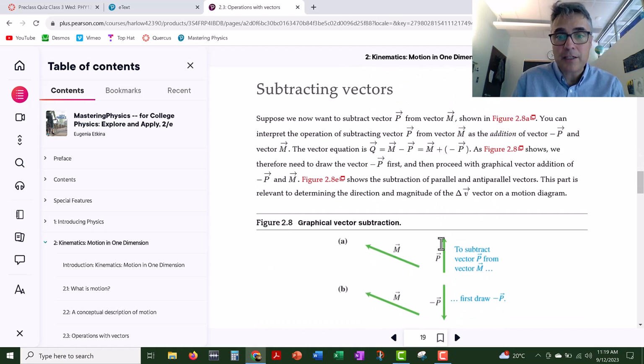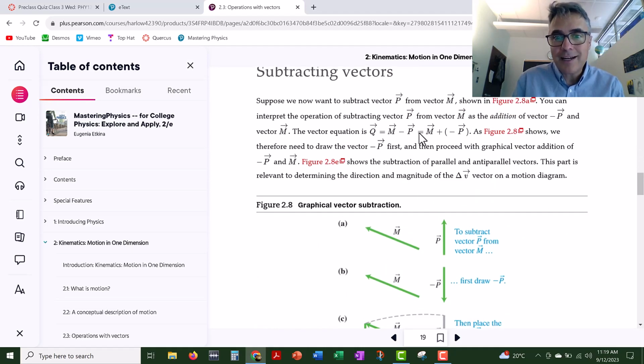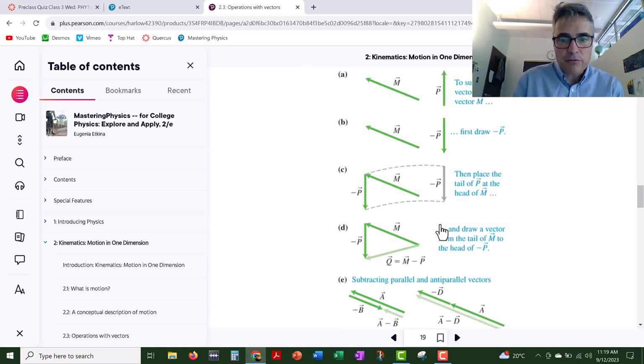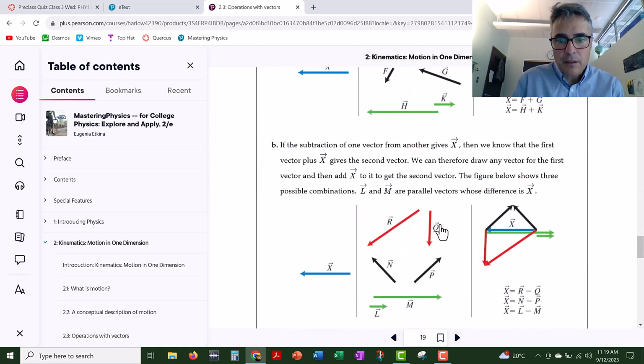You can subtract two vectors. And the trick there is that if you want to do m minus p, so vector m and vector p, every time they put a little arrow over it, that means it's a vector, that's the same as adding the negative of a vector. And the negative of a vector is the same vector, but in the opposite direction. So there's a lot of rules about it.